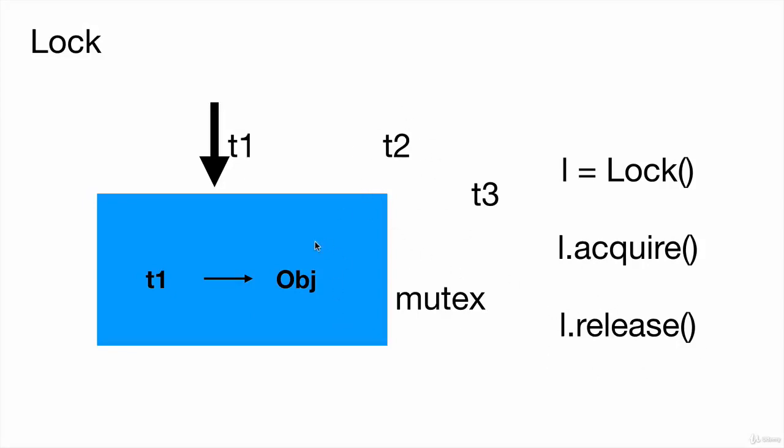To acquire a lock on an object, first we need to create a lock object and invoke l.acquire. So the thread will acquire a lock on the current object if you invoke the acquire method like this. Once it acquires the lock, until it invokes the release method, no other thread can process or use the current object. So this is lock.